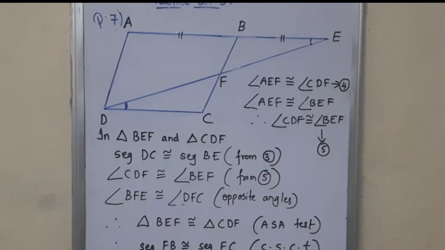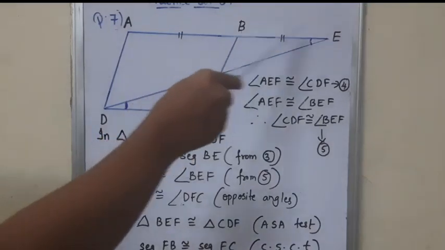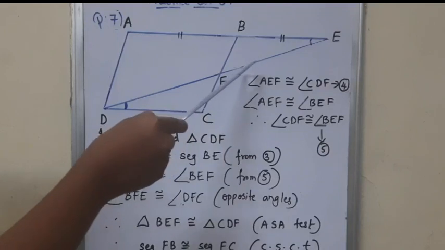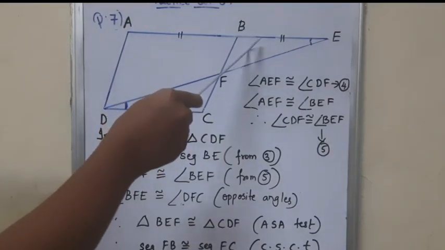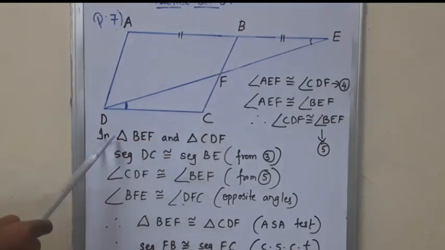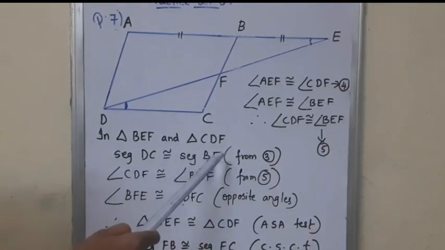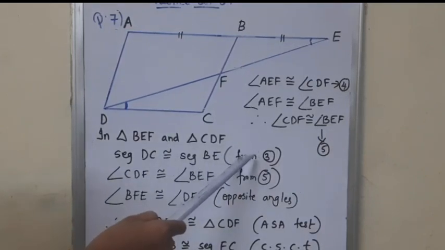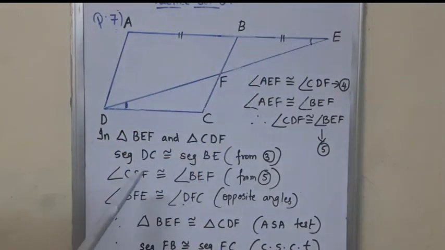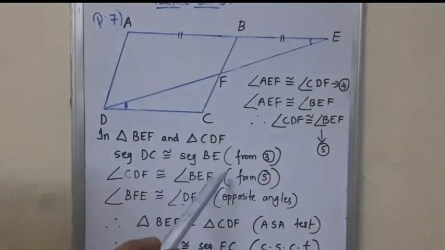Now what we will do is, we will prove these two triangles, triangle BEF and triangle CDF as congruent triangles. Then we can prove that the corresponding sides of these two congruent triangles are also congruent. Now in triangle BEF and CDF, segment DC and segment BE are already congruent from equation number 3. Angle CDF and angle BEF from equation number 5 we have written here, they are also congruent.